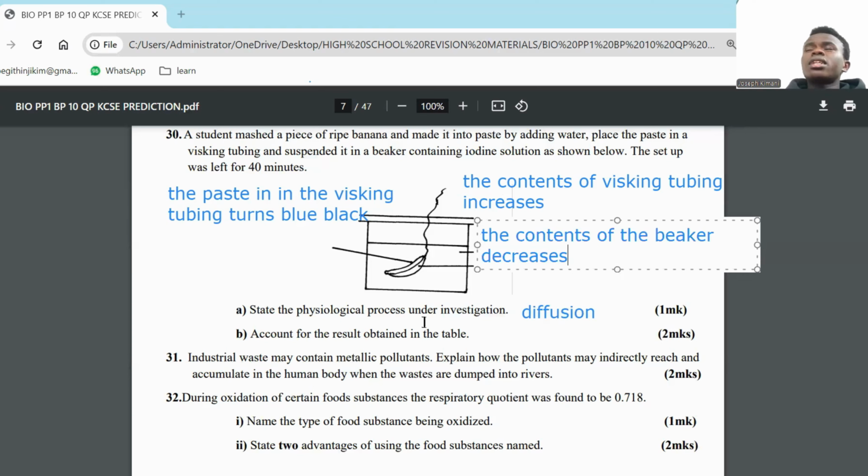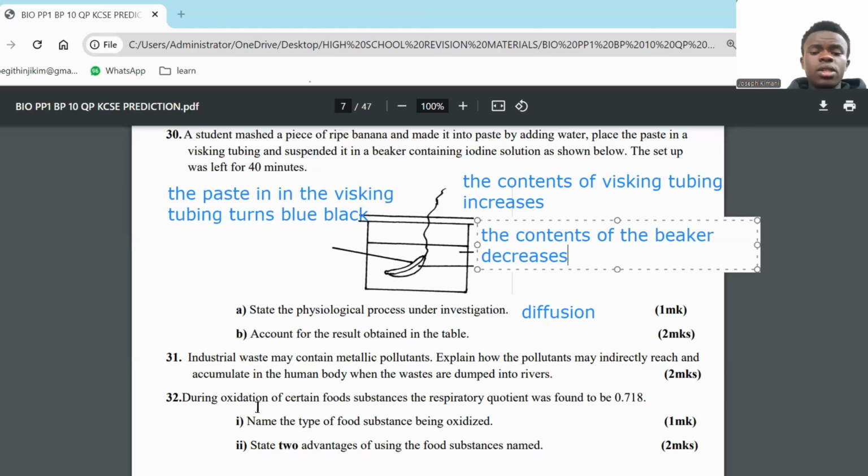And now for the other method, remember you have some aquatic plants inside the river. Those aquatic plants will be fed on by the fish. The fish will take those metallic pollutants from the plants. Then the human being will go and take the fish. So those are 2 ways in which you may get those metallic pollutants.